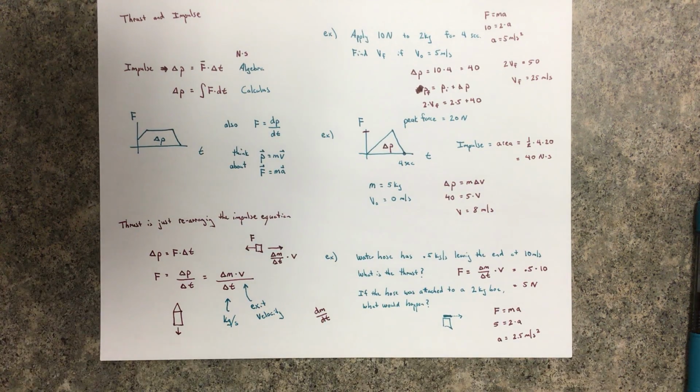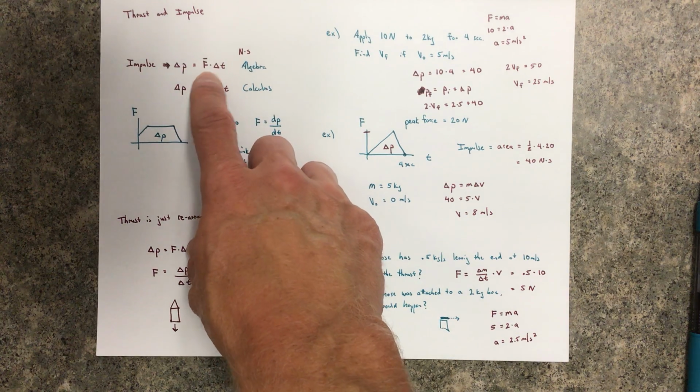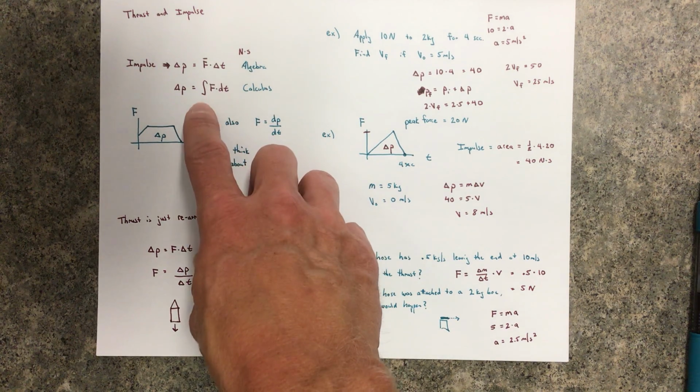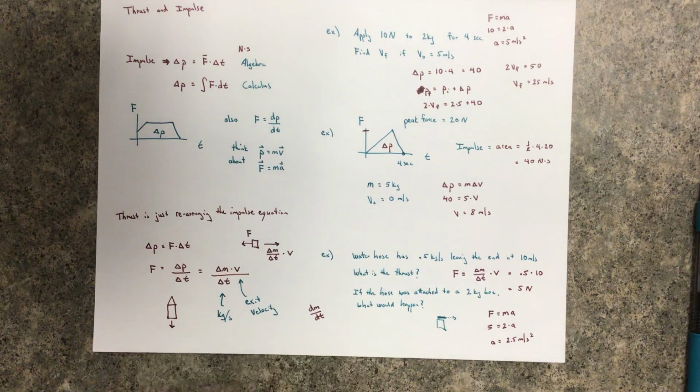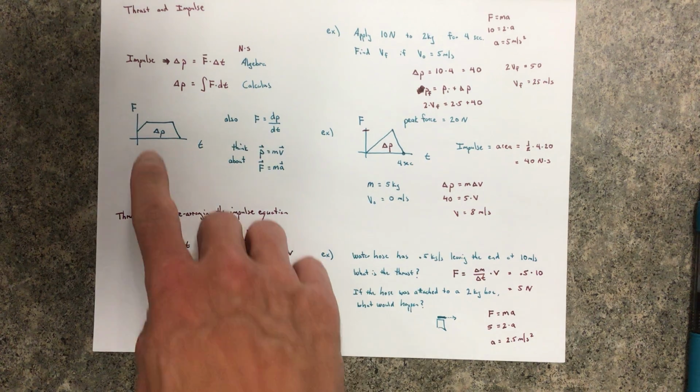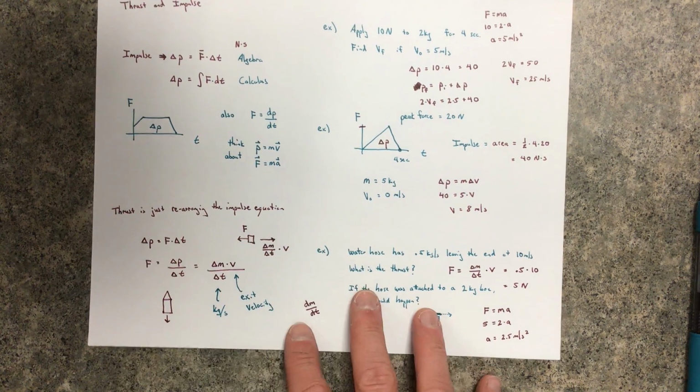Again, one of the biggest things is that you realize that impulse is just the change in momentum of something. You change something's momentum by applying an external force over a time period, or you can accumulate it with calculus if the force is changing. A graphical point of view is just looking at the area under the curve.